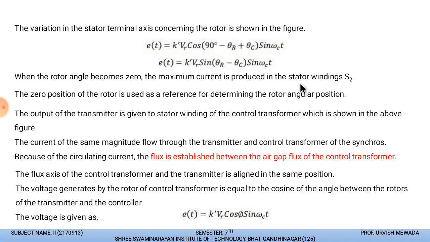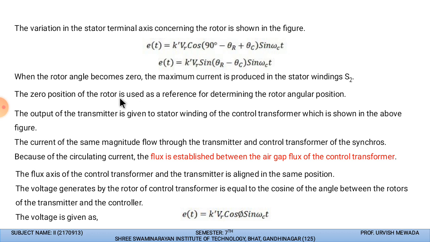the flux produced in the stator conductor and the supply which is already applied to the rotor winding, due to the resultant of these, the rotor of the control transformer will generate torque. According to the generated output of the synchro transmitter, the rotor will take a position that will always be 90 degrees ahead of the synchro transmitter rotor position.